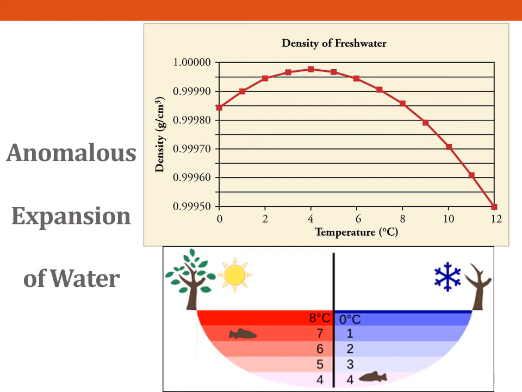So, before any ice can form, all the water in the pond must be cooled to 4 degrees Celsius, and then the surface water is cooled to 3 degrees, 2 degrees, 1 degree and 0 degrees Celsius without sinking. Then ice can form. This behavior is known as the anomalous expansion of water.